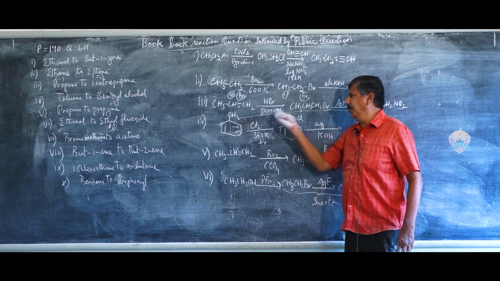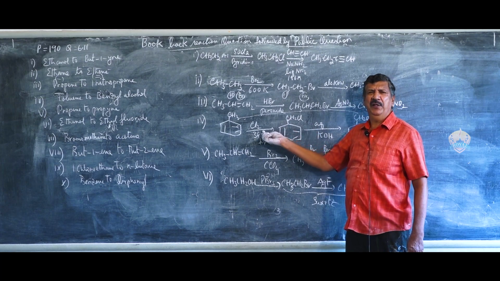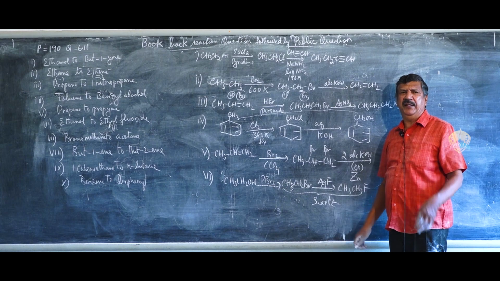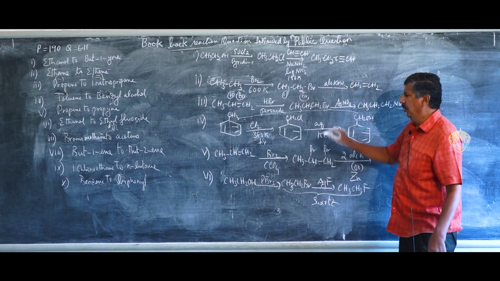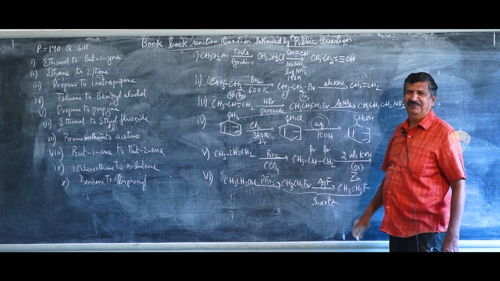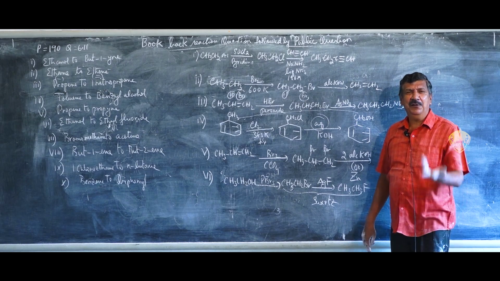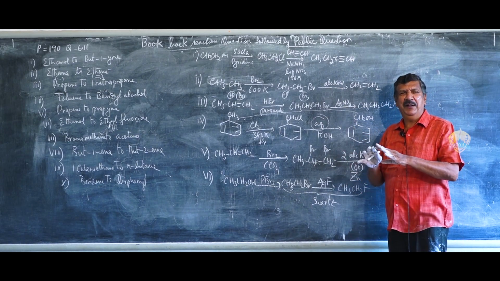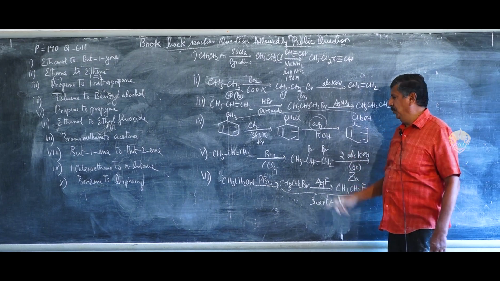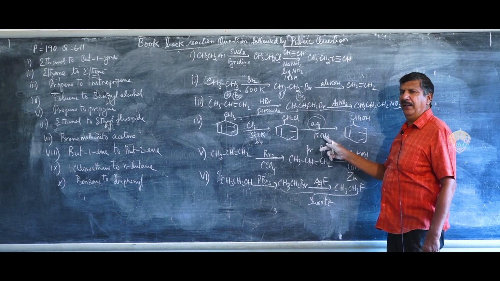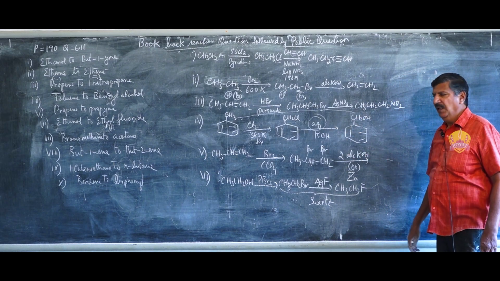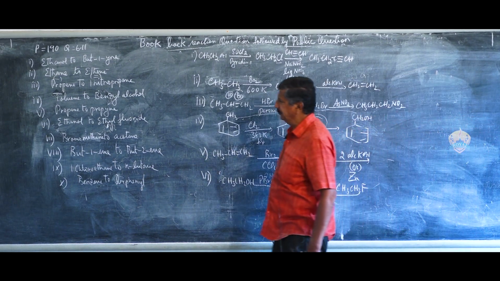First convert it into a halide using chlorine, then you treat with sodium hydroxide or potassium hydroxide. But be careful, it should be aqueous, not alcoholic. Alcoholic means it will eliminate and the whole thing becomes wrong. You should use aqueous potassium hydroxide so that the Cl will be converted into OH. Next question, you see here.